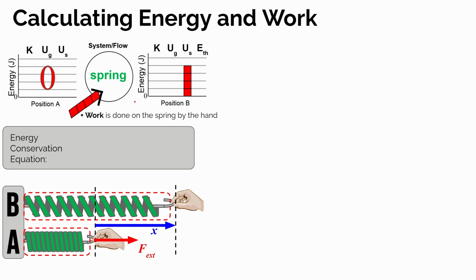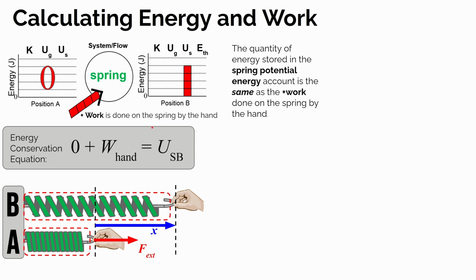So now that we have an energy bar graph which describes what's happening with the energy, we can write our energy conservation equation. We say that 0 plus the work done equals the spring potential energy stored in the end, right? Because 0 plus work equals spring potential energy. So we can say that the quantity of energy stored in the spring potential energy account has to be the same as the amount of positive work done by the hand.